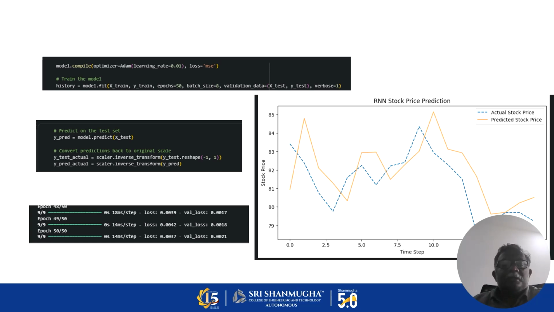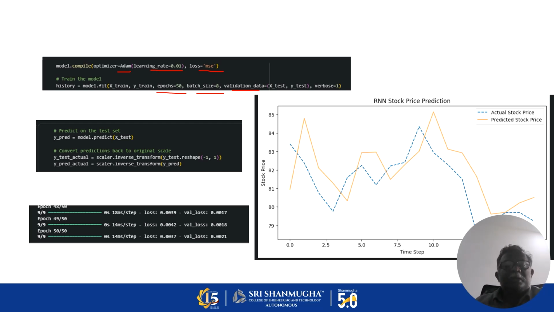So we compile this, and since we use the Adam optimizer, the learning rate is 0.01, and we are interested in mean square error. We have to reduce the difference between the actual and predicted values. We go for 50 epochs with a batch size of 8 and validation data, and we are going to train the model based on this.